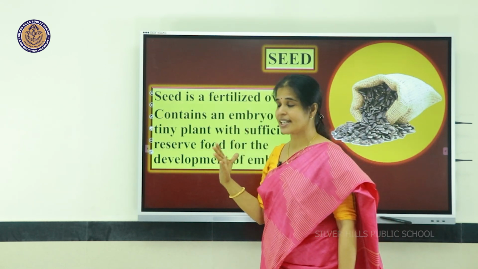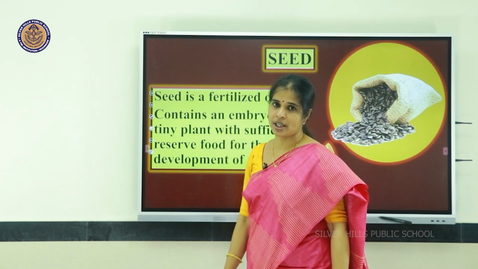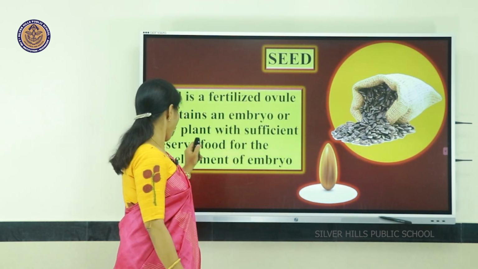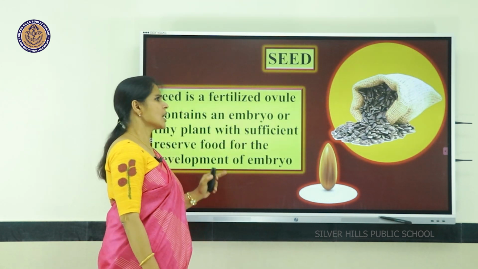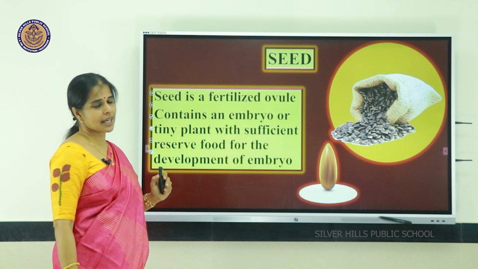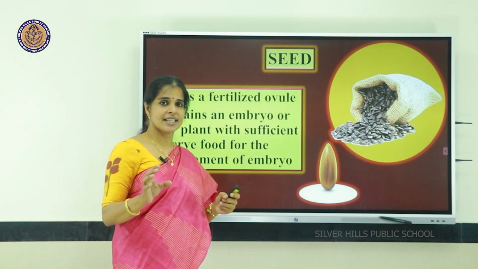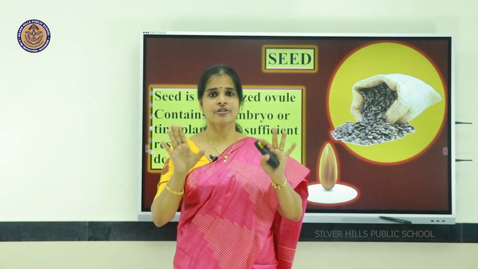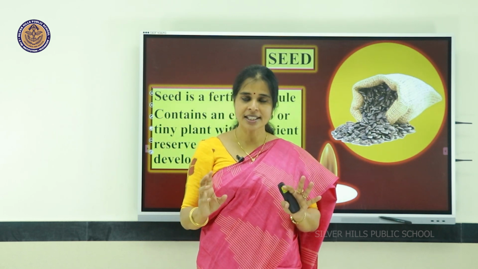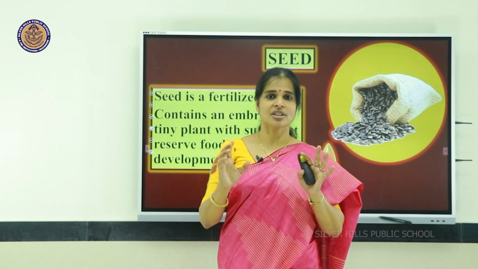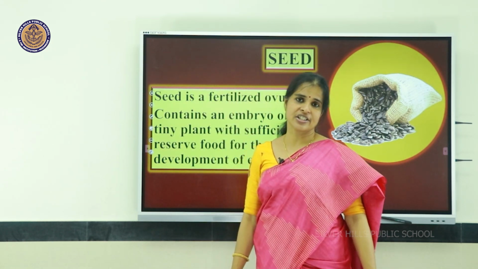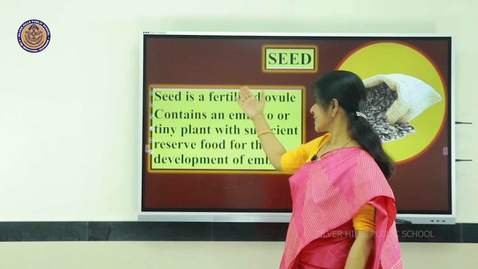So, what is a seed? It is a fertilized ovule which contains an embryo or a tiny plant with sufficient reserve food for the development of the embryo. Seed is after fertilization, the ovule is changing. This changed structure of the ovule, we call it as post fertilization ovule, is the seed.